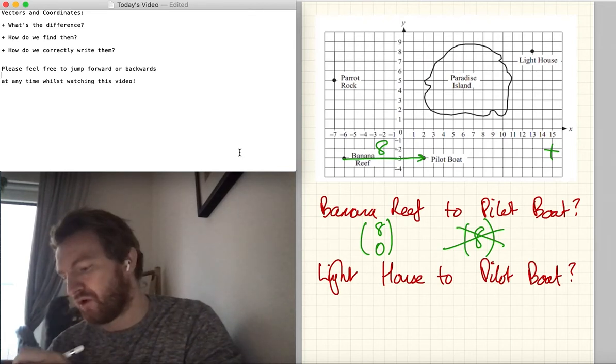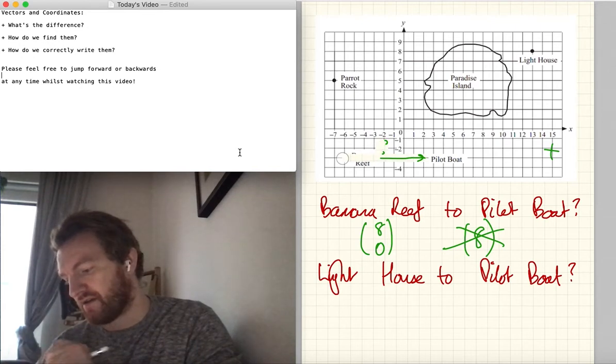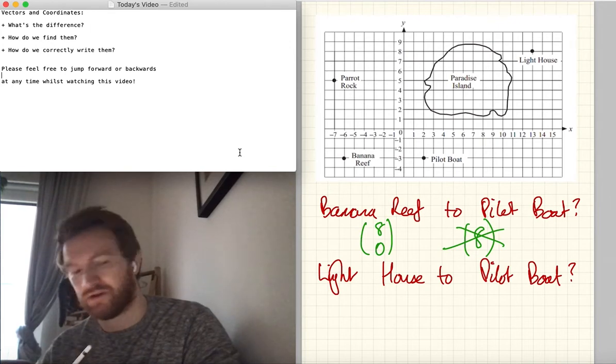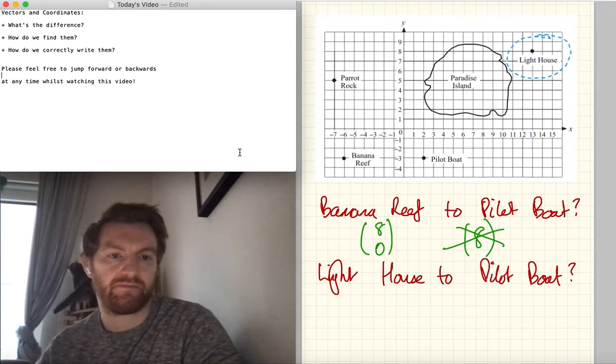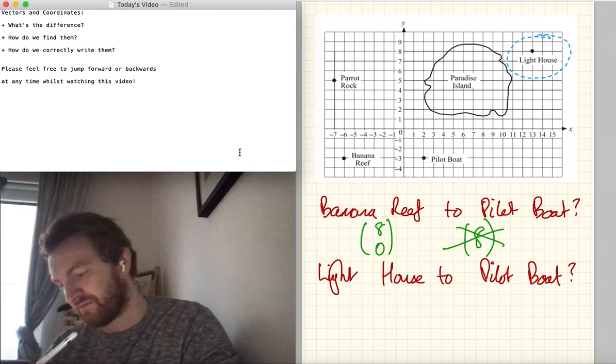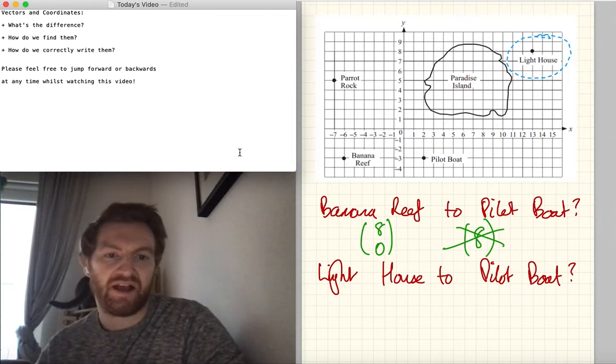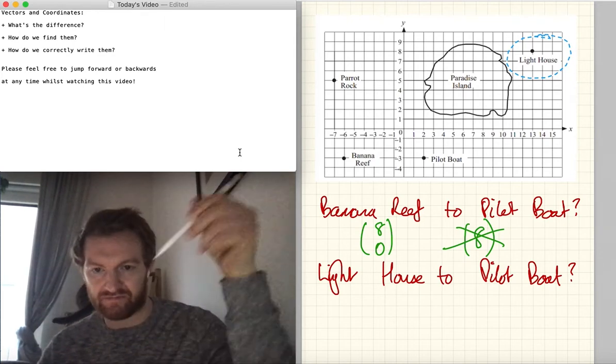Let's try one more. Let's try, this time, go from Lighthouse, which is here, to Pilot Boat, which is down at the bottom. Oh, it's frozen. So we're going to go kind of left and down.